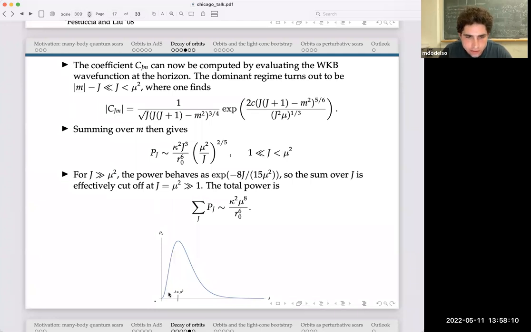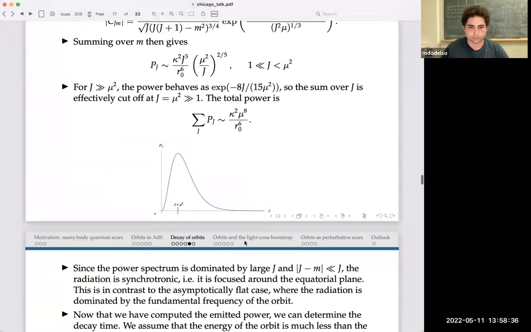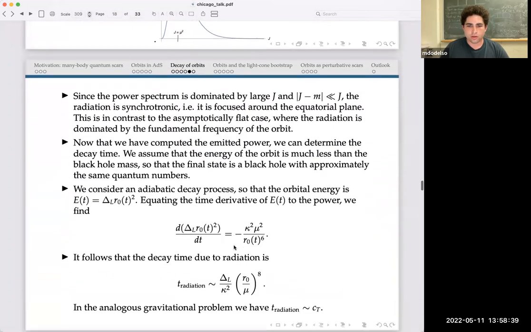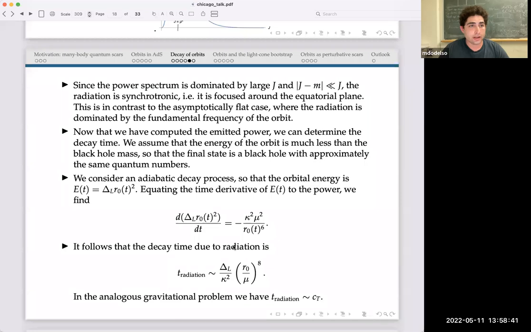In this plot down here, I plot the power as a function of j, and we see this initial growth of the power in j, and that's what this formula captures. For j much greater than mu squared, we get exponential suppression, and so the sum is cut off at j equals mu squared, and we finally find the total power, which is equal to this. So now we have the power, and we can compute the decay time, which is the thing that we want.